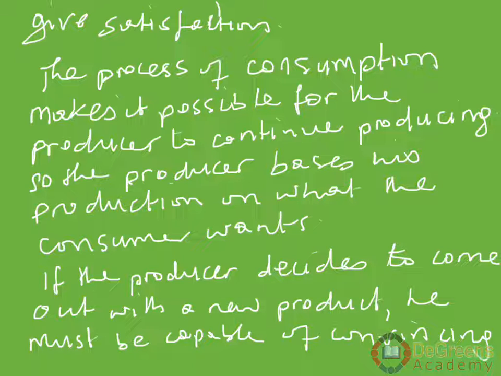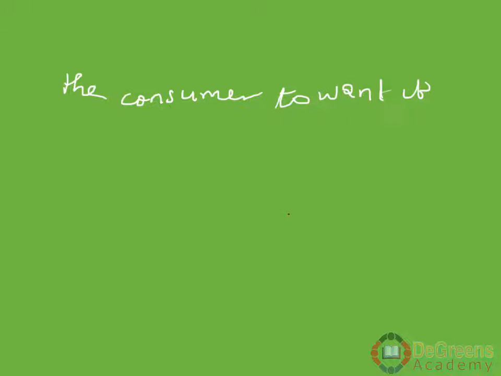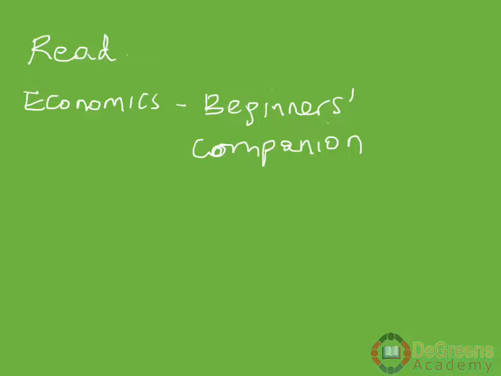So the process of consumption makes it possible for the producer to continue producing. The producer bases his production on what the consumer wants. If the producer decides to come out with a new product, he must be capable of convincing the consumer to want that new product. You understand? He must be able to convince the consumer to want that new product.